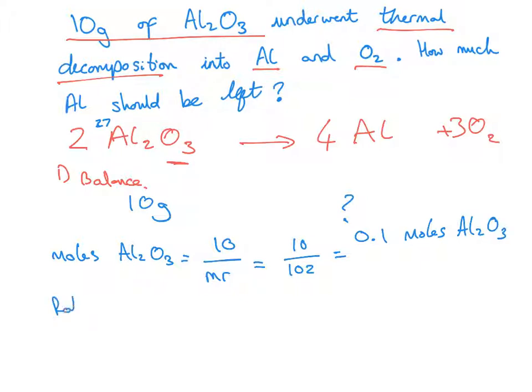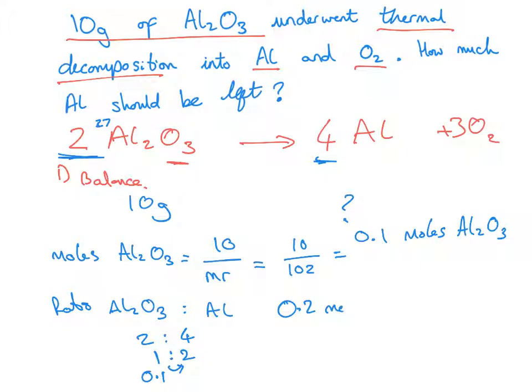Next up, the ratio. Now the ratio here is not 1 to 1 because I've got a big 2 there and I'm creating 4 aluminiums. So the ratio, if I simplify that ratio, is actually 1 to 2. So if I had 0.1 moles, I've got twice as many aluminium. Therefore, I've got 0.2 moles of aluminium.